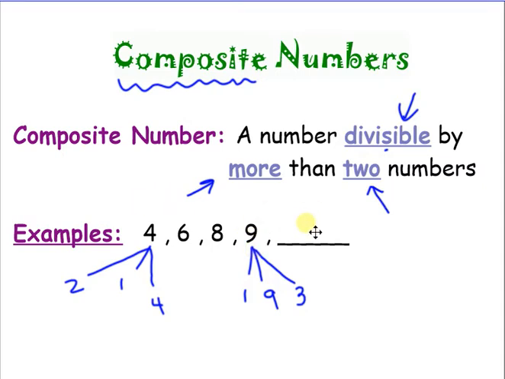So what would the next composite number be? Well, it would be 10 because the number 1 goes into 10, the number 2 goes into 10, the number 5 goes into 10, and the number 10 goes into 10. And all of those numbers go in evenly without a remainder.